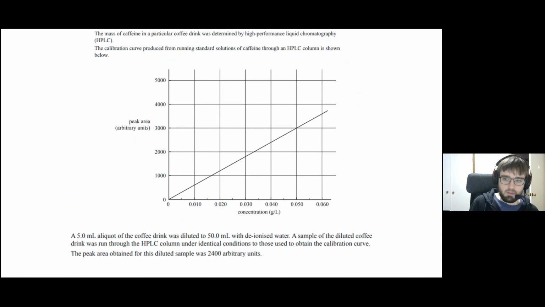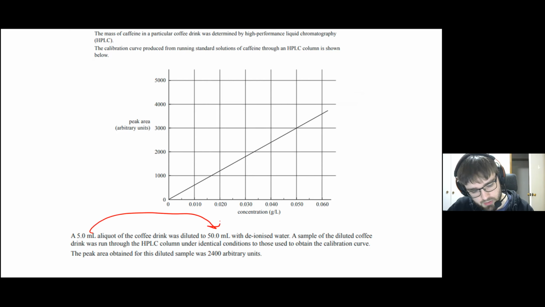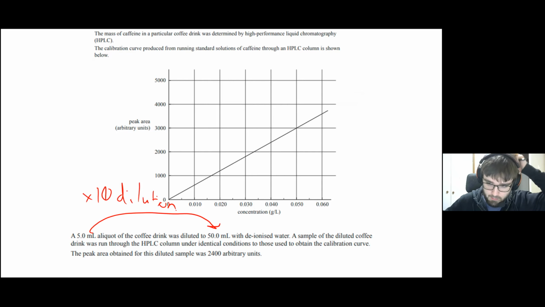All right, here we've got a calibration curve already drawn up for you. We're measuring mass of caffeine in a particular coffee drink. A 5 mL aliquot of the coffee drink was diluted to 50 mL with deionized water. I'm going to identify that straight away and say it's a 10-fold dilution. So whatever concentration we find at the end, the actual value in the original solution was 10 times that concentration. Make sure you pay attention to those, otherwise you're going to be off by pretty big factors.